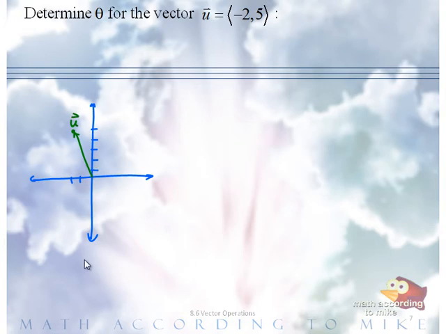Determine theta for the vector. Vector u should be -2, 5. For this one, what I suggest we do is draw a picture. What quadrant would our vector be pointing towards? So that's our vector u. So they want to know what this angle is here.